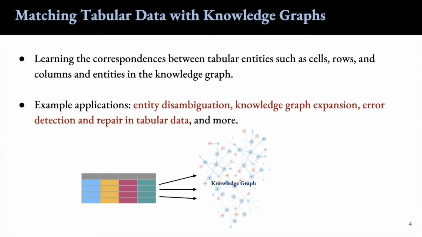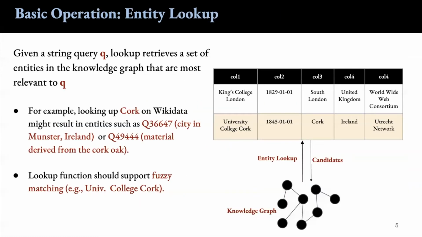Semantically enriching the table components, such as cells, rows, and columns, with the semantics brought from external knowledge graph can add a practical value to different tasks, such as entity disambiguation, error detection and repair in tabular data, and many other applications, especially in enterprise data lakes. The first step for all these applications is the lookup function, which matches a query string to a set of candidate entities from the knowledge graph.